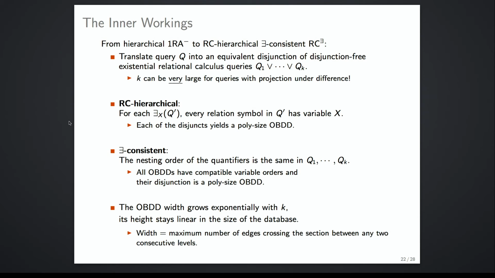Then we need a certain property called consistency of our quantifiers, namely that all our terms must have the same nesting order of the quantifiers. So if you say exists A, exists B, it must also be exists A, exists B in the other case. If you have exists A, exists B in one case, and then exists B and exists A in the other case, then it will not work. Why so? Because if we have such compatible orders of the quantifiers, then for every single guy here we can get an OBDD, and the OBDDs for each of them will have compatible variable orders over our random variables. So then we can smash them together very efficiently.